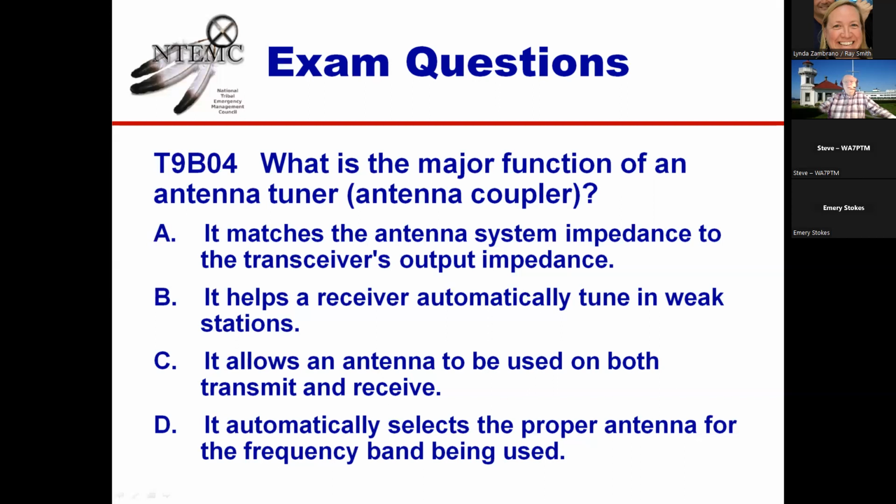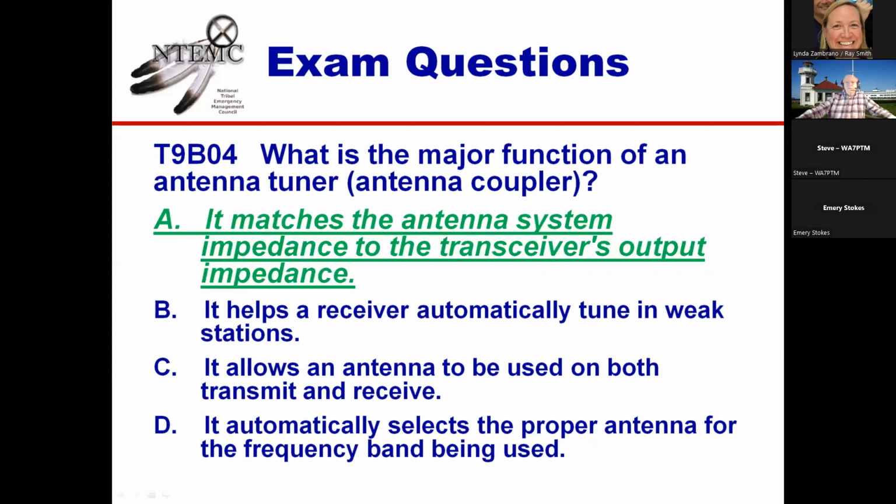So we want some way to reduce the SWR, and what your antenna tuner does is it matches the antenna system impedance to the transceiver's output impedance. So it reduces that SWR. That's what a tuner does. It's also sometimes called a coupler.